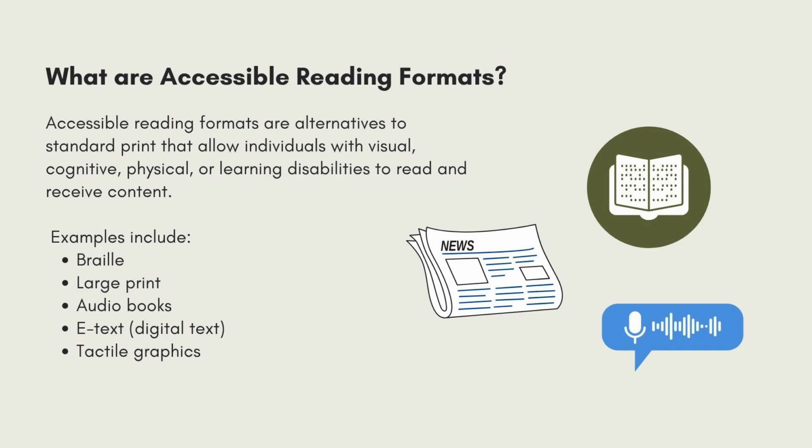So what are accessible reading formats? Accessible reading formats are alternatives to standard print that allow individuals with visual, cognitive, physical, or learning disabilities to read and receive content. Examples of this can include Braille, large print, audiobooks, e-text, and different tactile graphics.